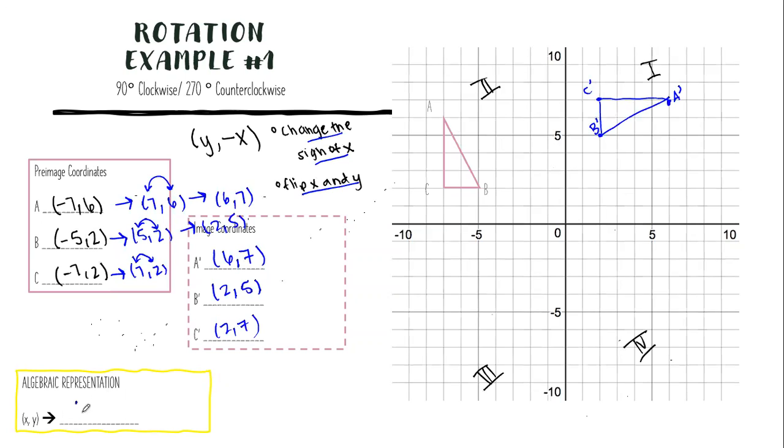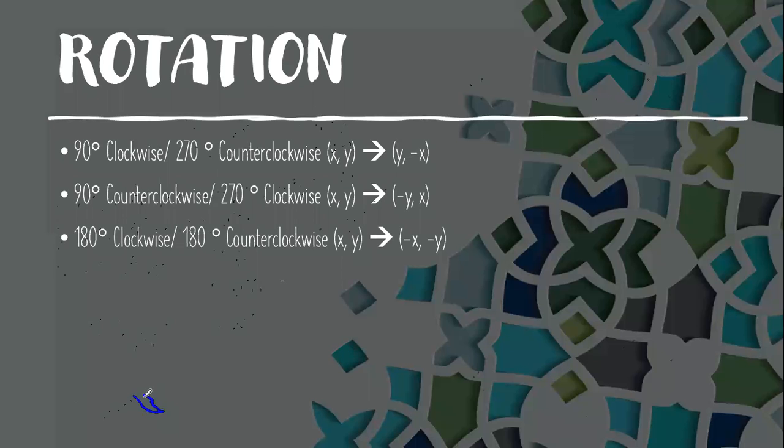So down here, it's just y, negative x. So this is the rule. Whoa. Come on, chill, bro. All right, there it goes.